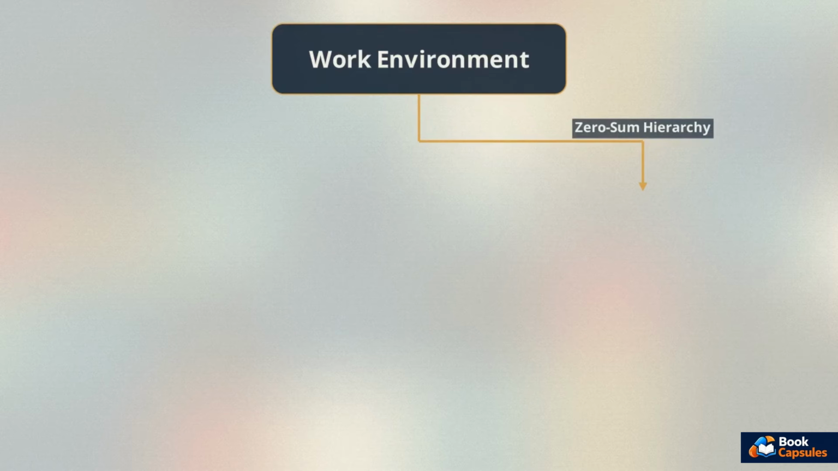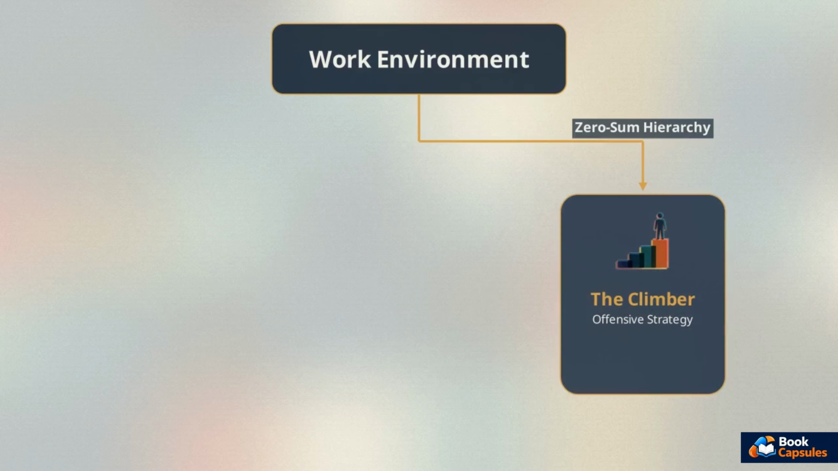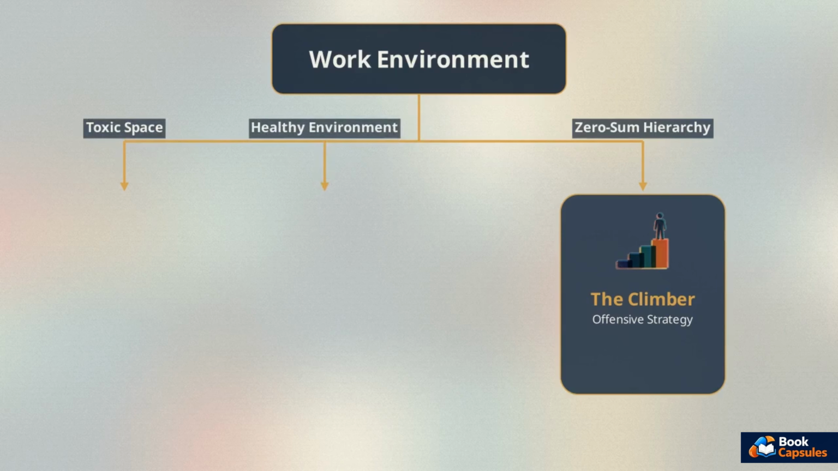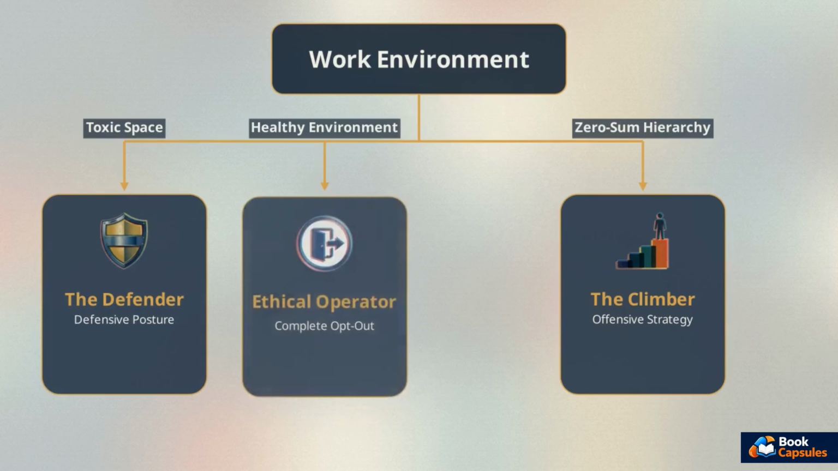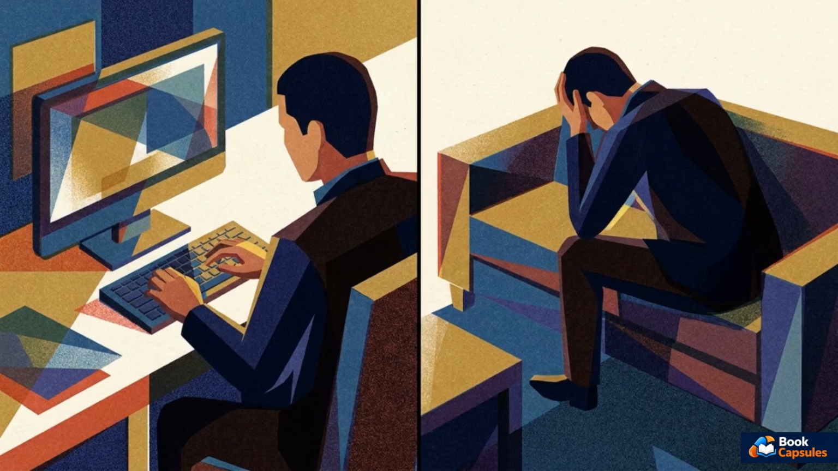board. This is the offensive strategy, built for the climber. If you are in a toxic space and just want to survive, or if you are in a healthy environment where collaboration actually matters, you move down the left branches. These dictate a defensive posture for the defender, or a complete opt-out for the ethical operator. Interacting with these laws is a challenge of resource allocation. Your strategy depends entirely on your psychological tolerance for the required tactics.